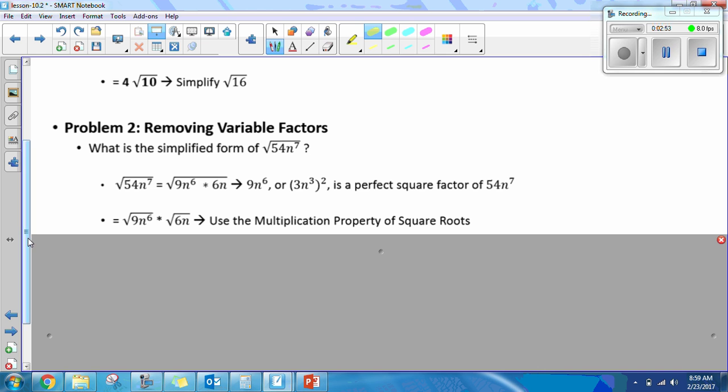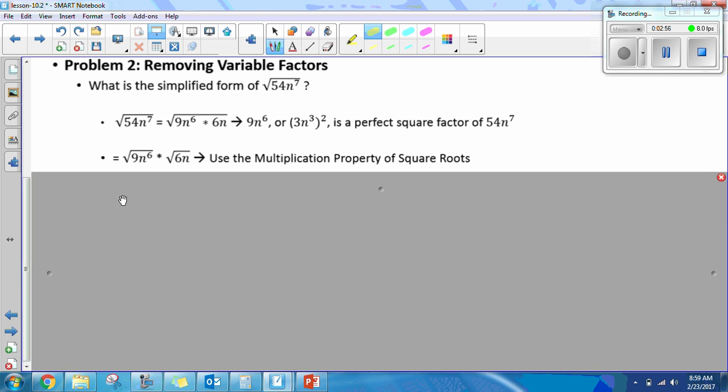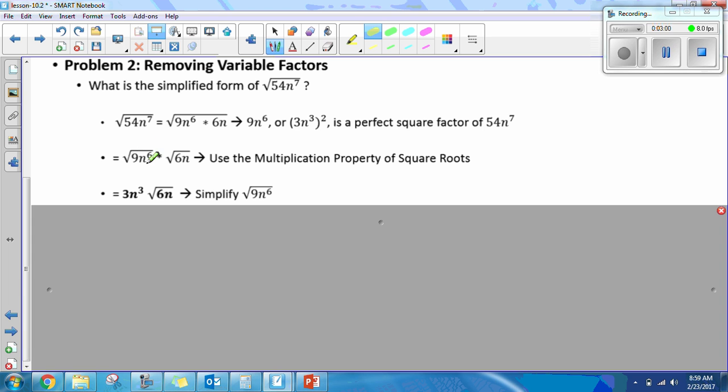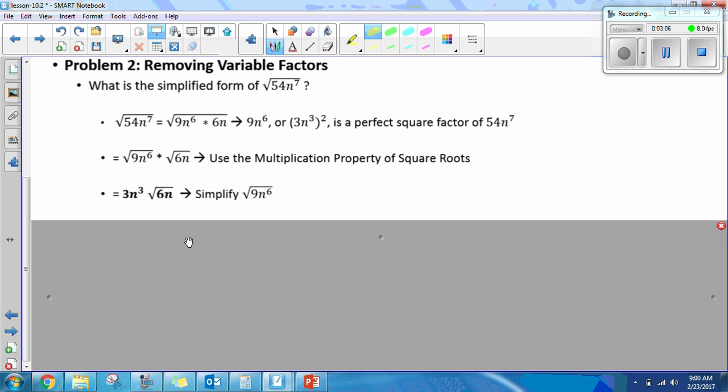We're going to use the multiplication property of square roots to split these two factors up. Then we're going to take the square root of 9n to the 6th power, and we get 3n to the 3rd power, and we leave radical 6n.